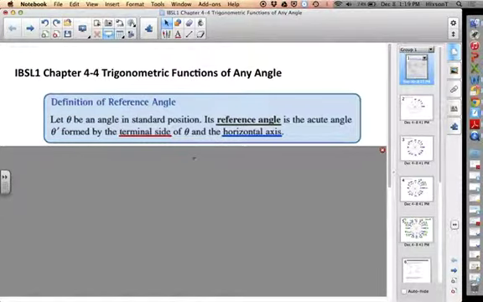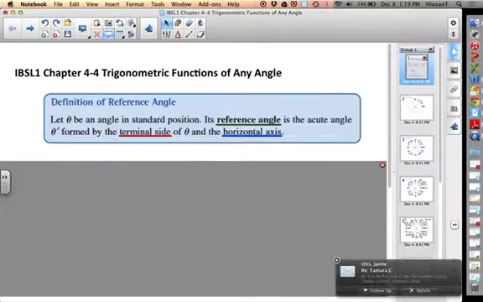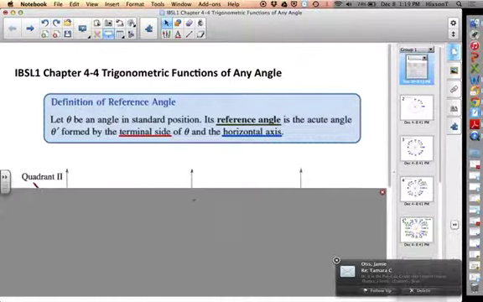What's next to the angle? It's a prime, like an apostrophe. But there's nothing significant about that. It's just how they labeled it.